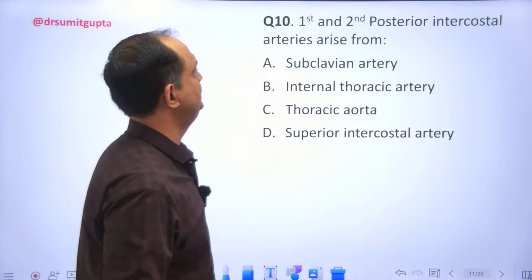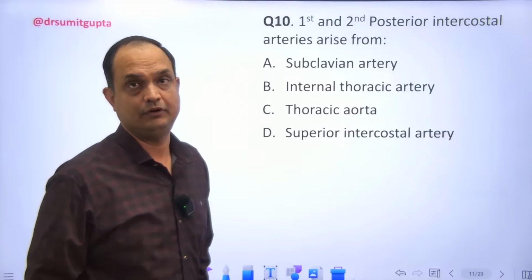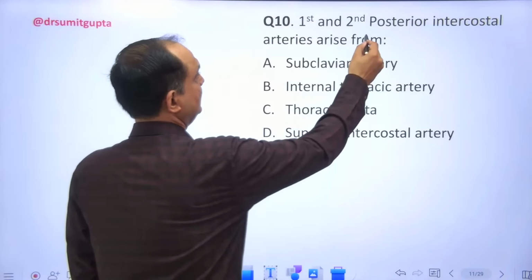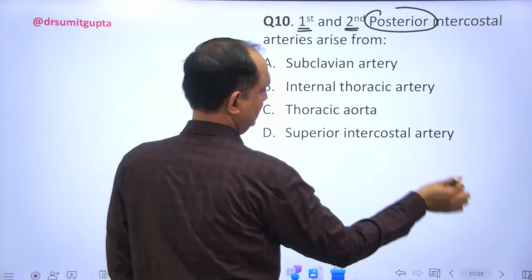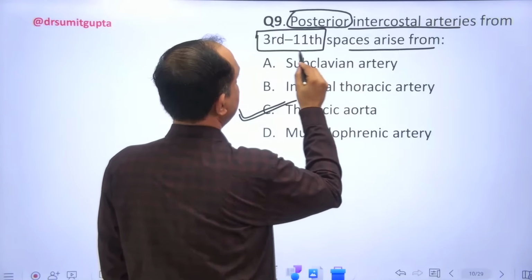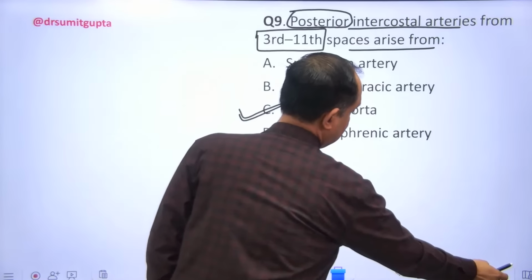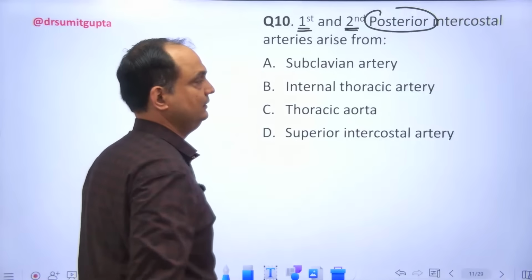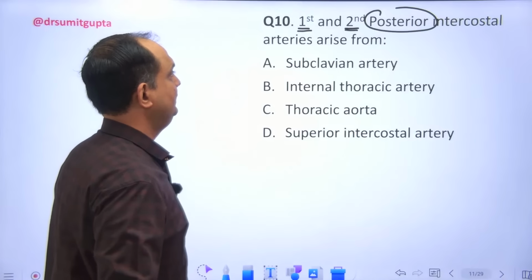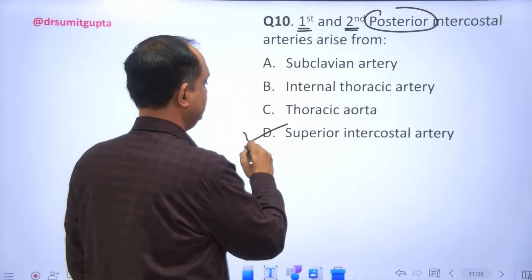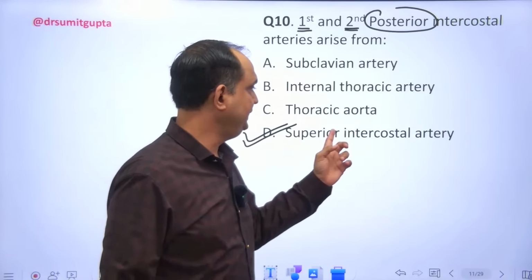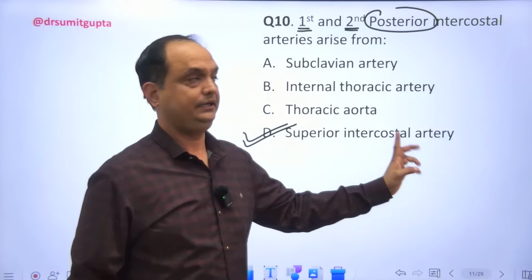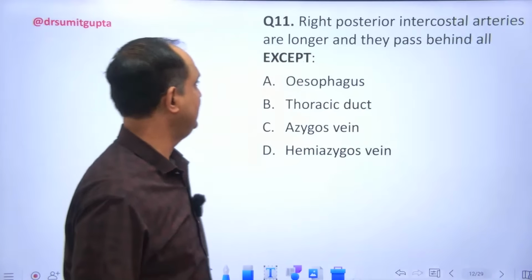Now, we'll move to the next question. First and second posterior intercostal arteries arise from. So now it is again asking about the posterior intercostal, but first and second particularly. In the last question, it was 3rd to 11th, and in this question, first and second. So which is the answer? It is a direct information-based question. The first and second posterior intercostal arteries are branches of the superior intercostal artery. Clear? Now we'll move to the next question.